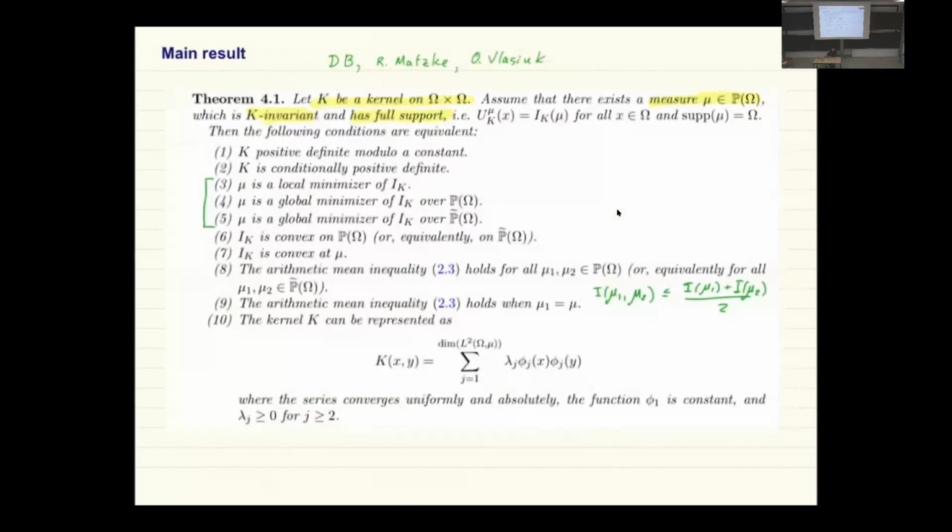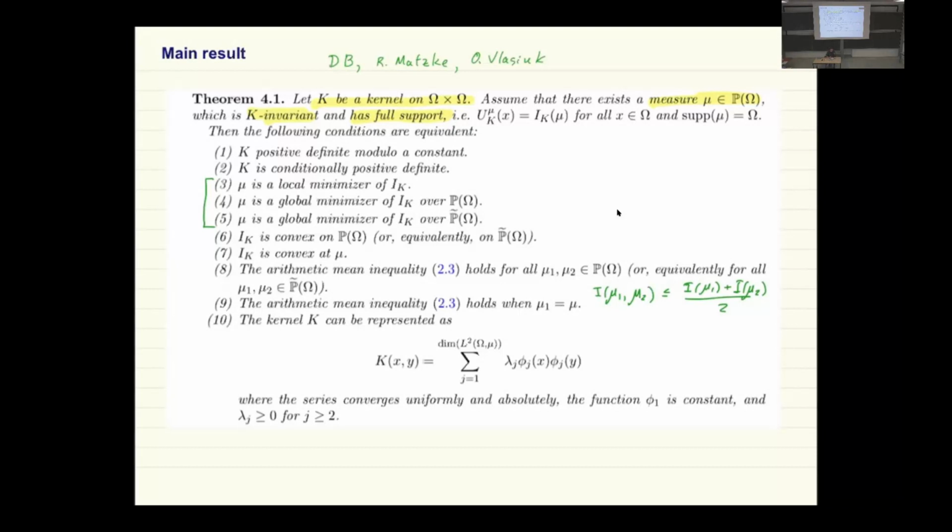Okay, and let me just remind you all these properties that we've talked about yesterday. So if you have a positive definite function, or okay, if it's positive definite modulo a constant, of course, for energy minimization, a constant doesn't play any role. This is equivalent to a bunch of different things. In particular, this is equivalent to conditional positive definiteness. So all this is under the assumption that there exists an invariant measure with full support. Okay, and in terms of energy minimization, this is equivalent to several things.